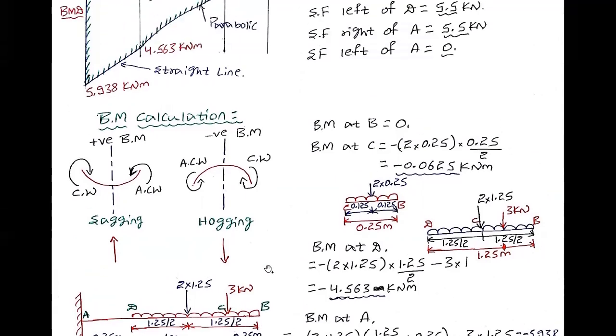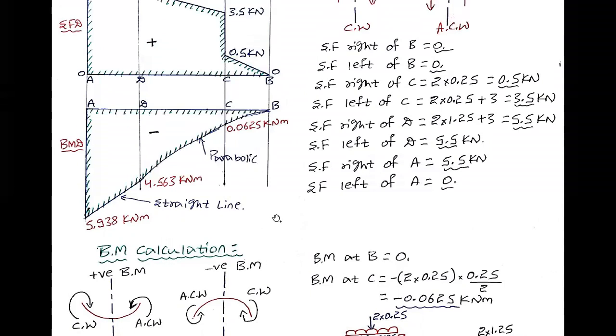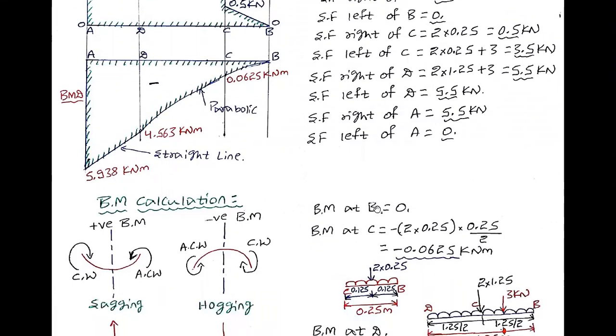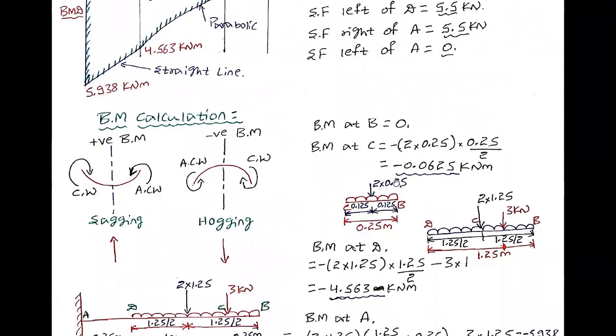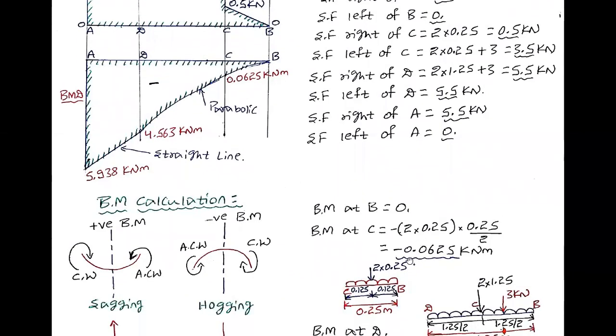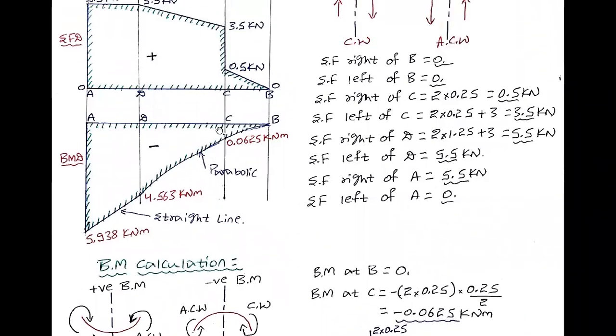Now I am going to draw the bending moment variation. At point B, bending moment is 0. And if you see all the values at points B, C, D, and A, you're getting negative values, means the negative value should be drawn below the base line. At point C, the value is minus 0.0625 kilonewton meter, below baseline.